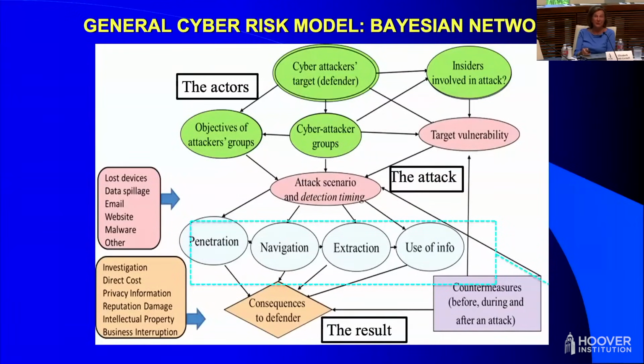This is a general cyber risk model, a Bayesian network to be read from the top to the bottom. So the actors: cyber attackers, the cyber defenders, the insiders, and cyber attacker groups. Then the attack itself, the target vulnerability, the target scenario, which is penetration, navigation, extraction, and use of information. What they are trying to do is to get some information from the system of the defenders in this particular case. And at the end, the consequences to the defender, given the countermeasures that they have taken.